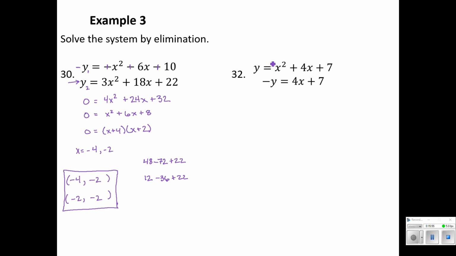All right, number 32. Here, again, the y's are set up, this is even better than the last one, set up perfectly to eliminate. I'm going to go ahead and combine. Y and negative y, those are like terms. They combine to make 0. I've got x squared and no x squareds in the bottom equation. So it's like x squared plus 0 when I combine. 4x and another 4x is 8x. 7 and 7 is, of course, 14.